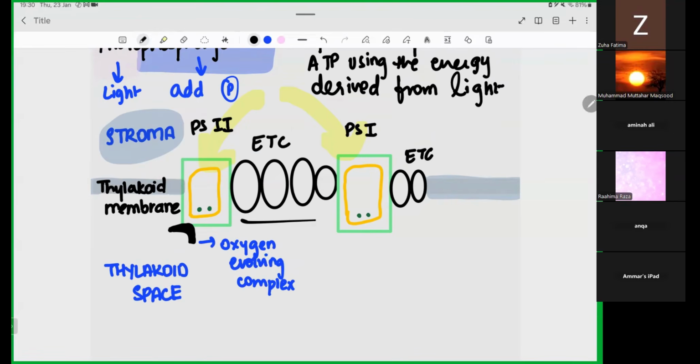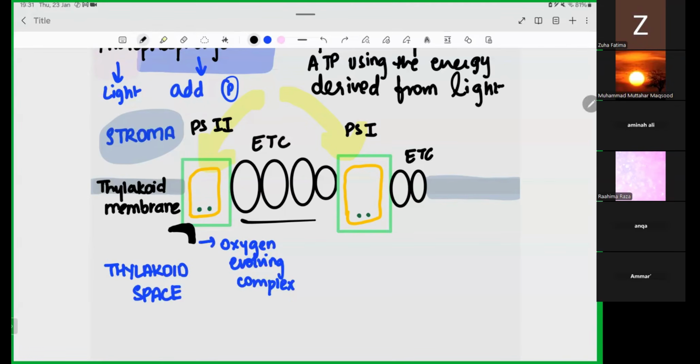Now, the pigments that are present in the photosystems, they absorb light energy. We know that light energy has photons. Photons are basically packets of energy. So when light falls upon anything, it contains these packets of energy, these photons. Now, this light energy is first absorbed by the accessory pigments and then it is transferred to the primary pigments, the chlorophyll A molecule. Now, when the light is absorbed by the photosystems, the primary pigments get photoactivated. Now, what do we mean by photoactivated?